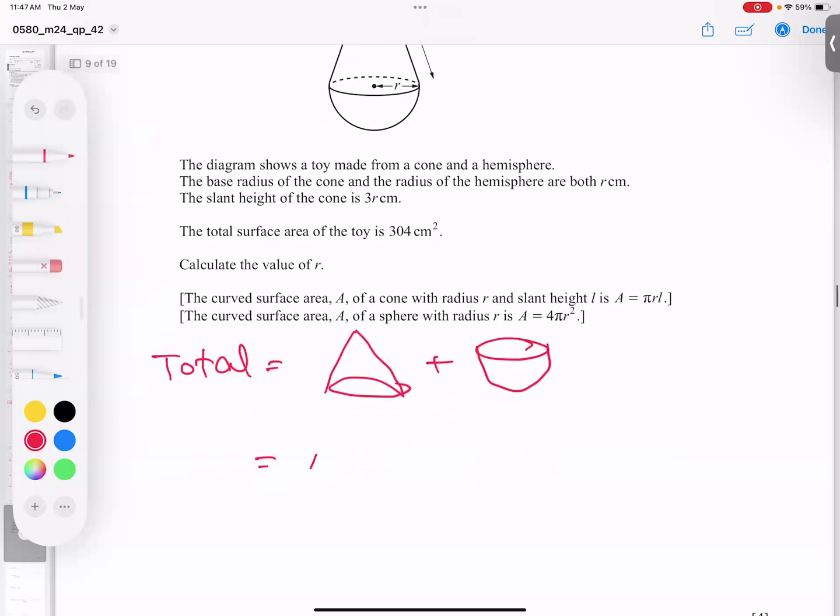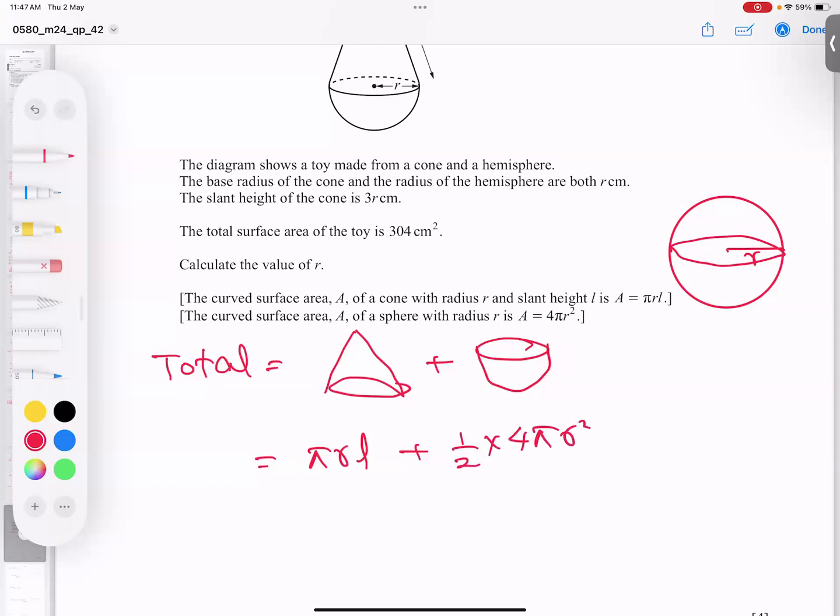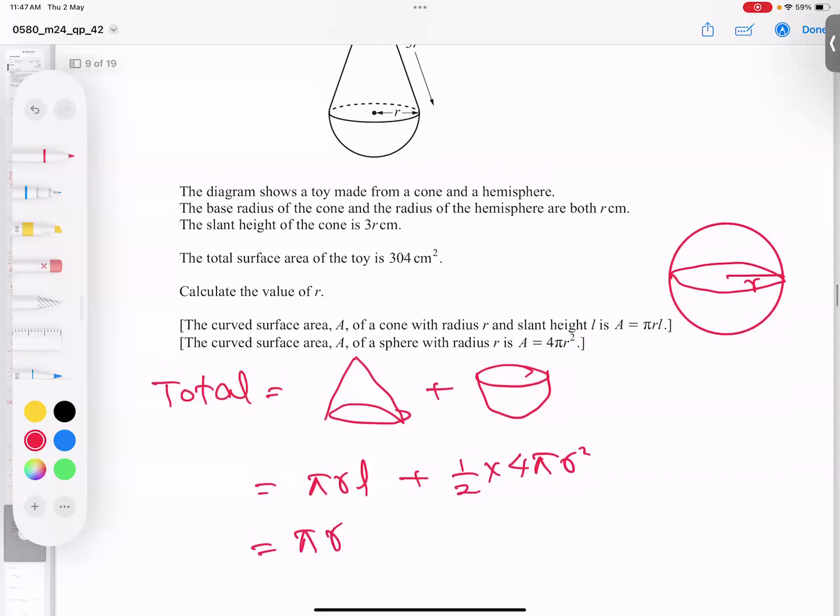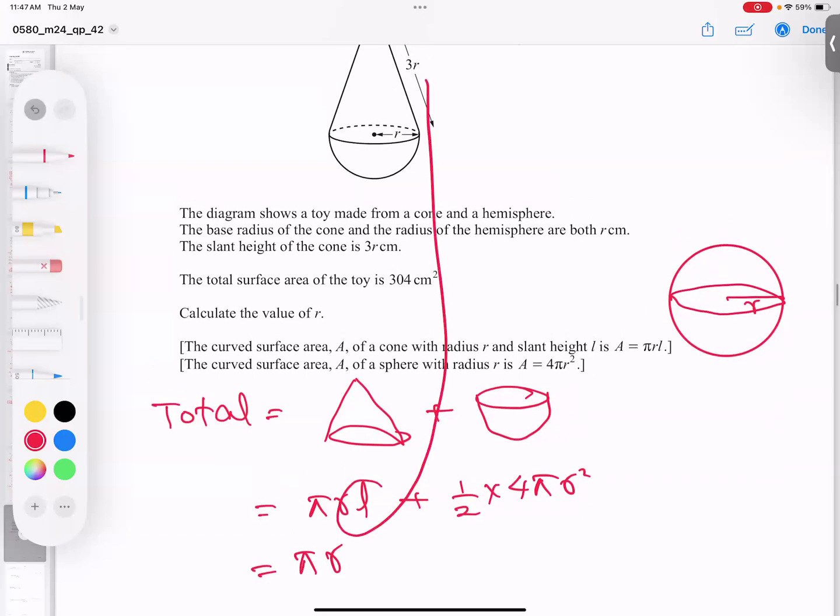Cone is pi r l, even mentioned here, or you have to memorize it. And full surface area of the football or sphere is what? 4 pi r square. But I need a half. So half times 4 pi r square. And the problem is only the radius is r. Slant height is given 3r. These two cancel, radius again r.